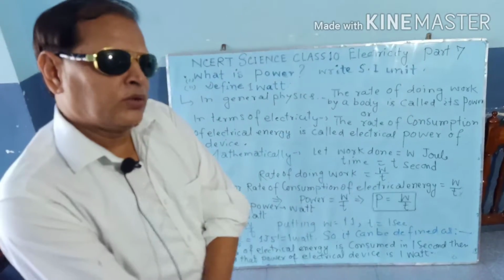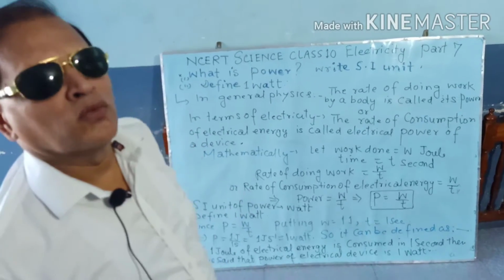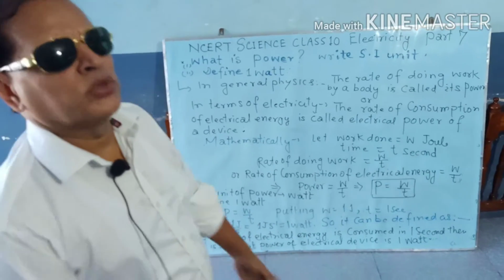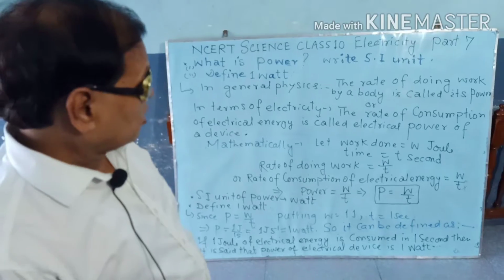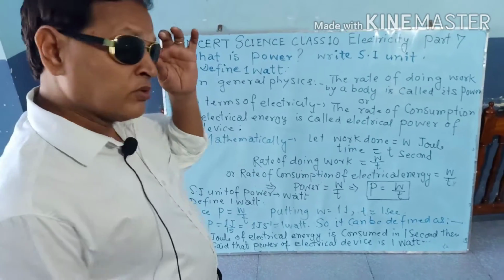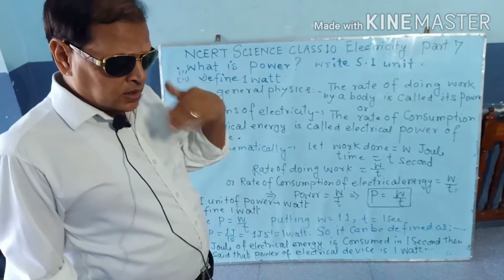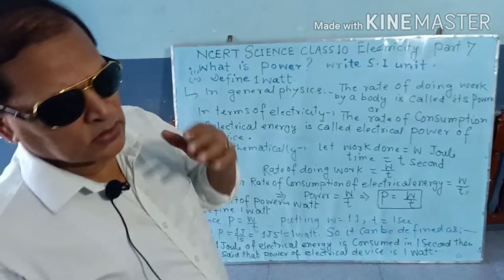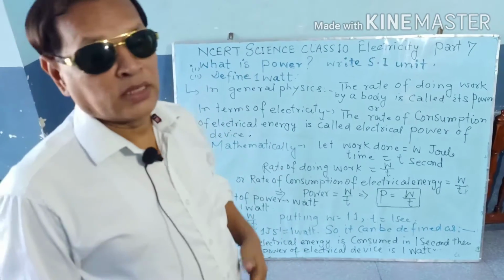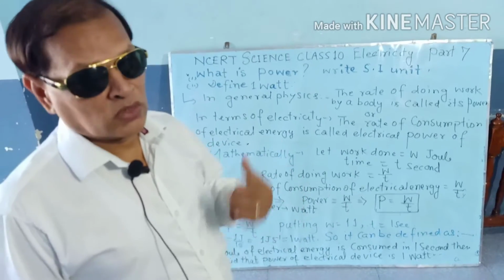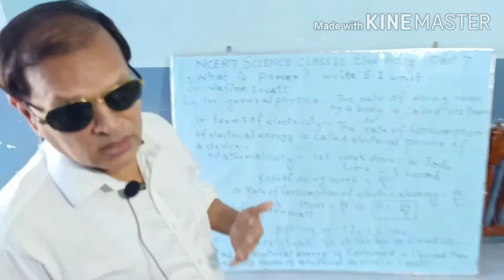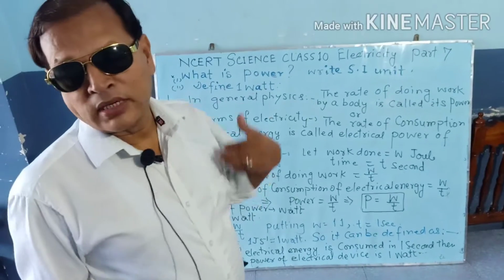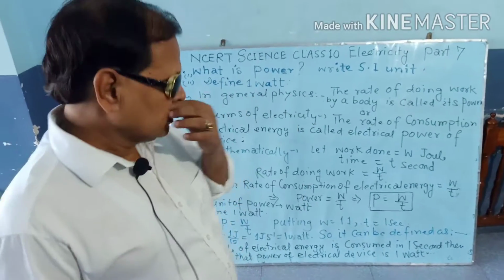Now we will try to define 1 watt. There are various units of electrical power. Here the SI unit of power is watt. Another bigger unit is kilowatt. 1 kilowatt is equal to 10 to the power 3 watt, that is 1000 watt. And a still bigger unit, megawatt. 1 megawatt is equal to 10 to the power 6 watt.